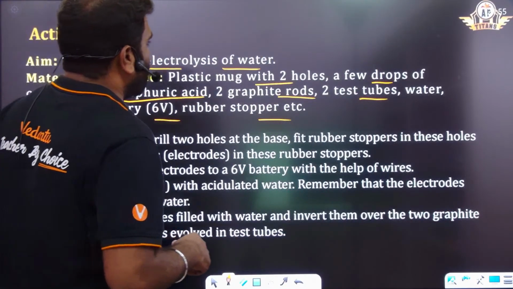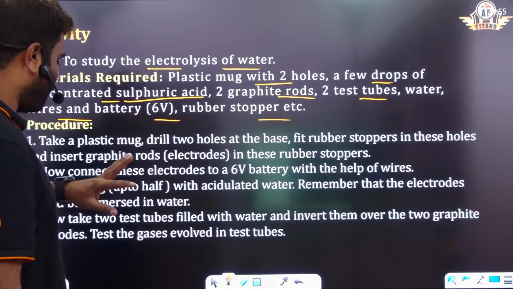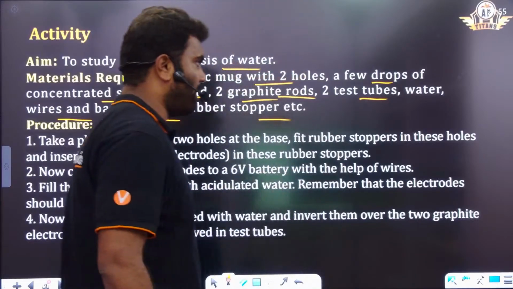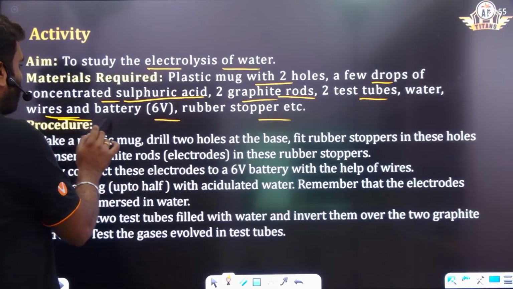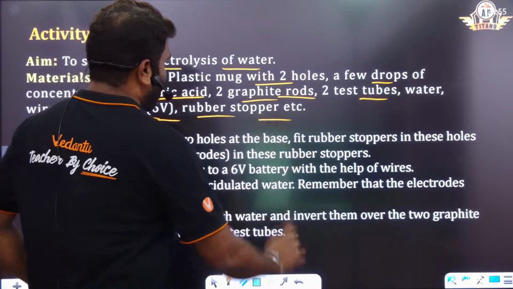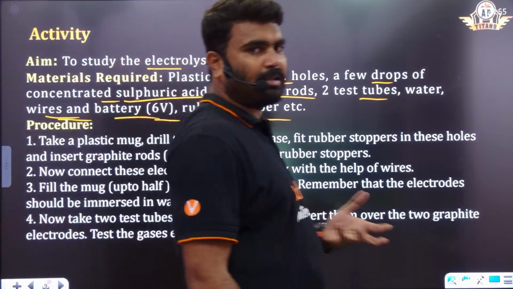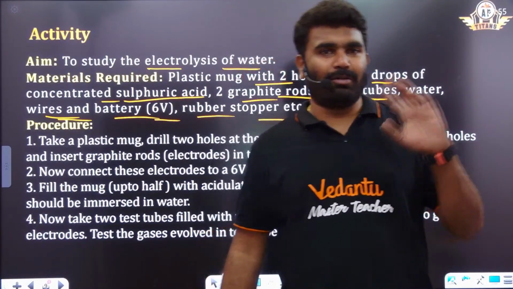Okay, a few drops of concentrated sulfuric acid, and 2 graphite rods, and 2 test tubes, water, wires and a battery of 6 volts, rubber stopper, etc. And these are the required material.